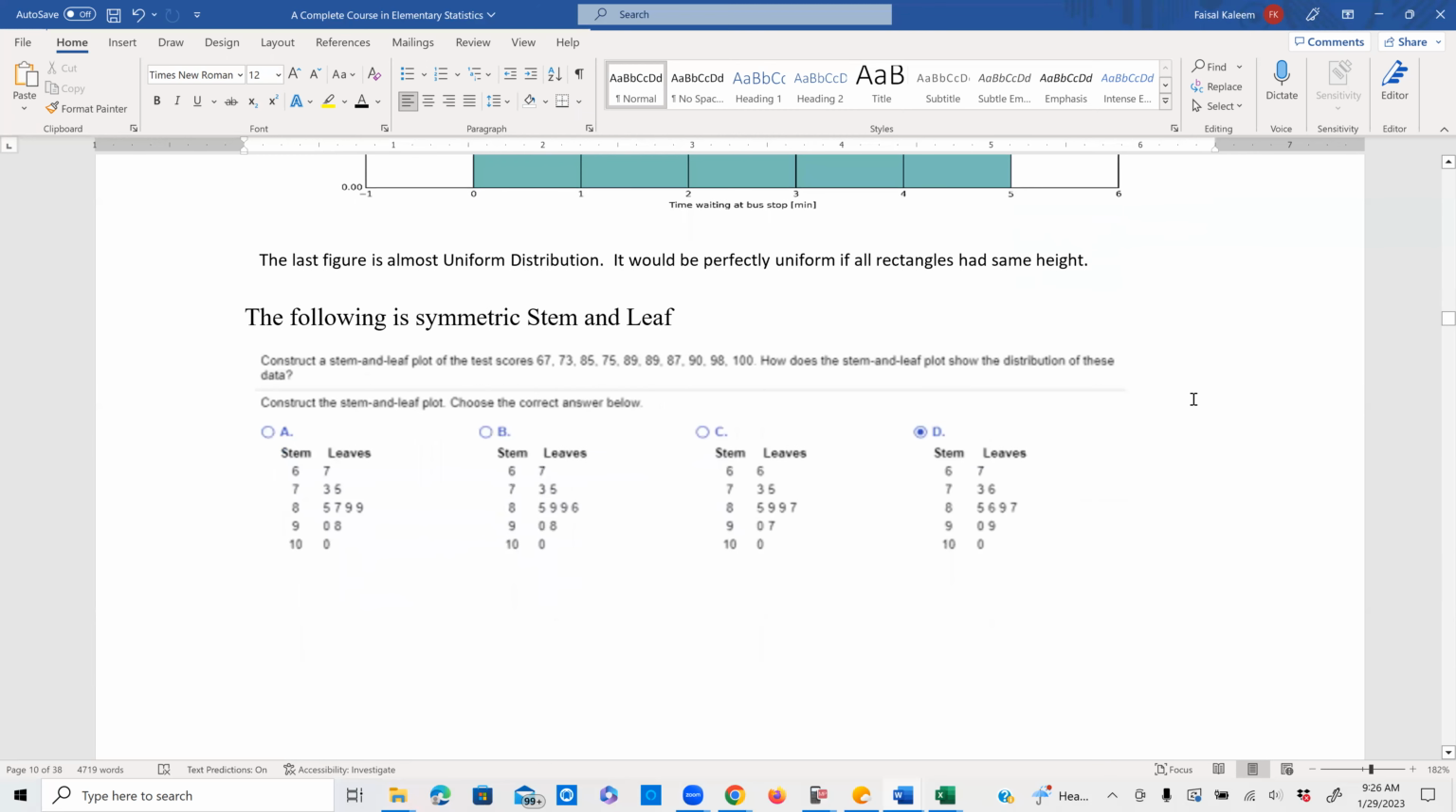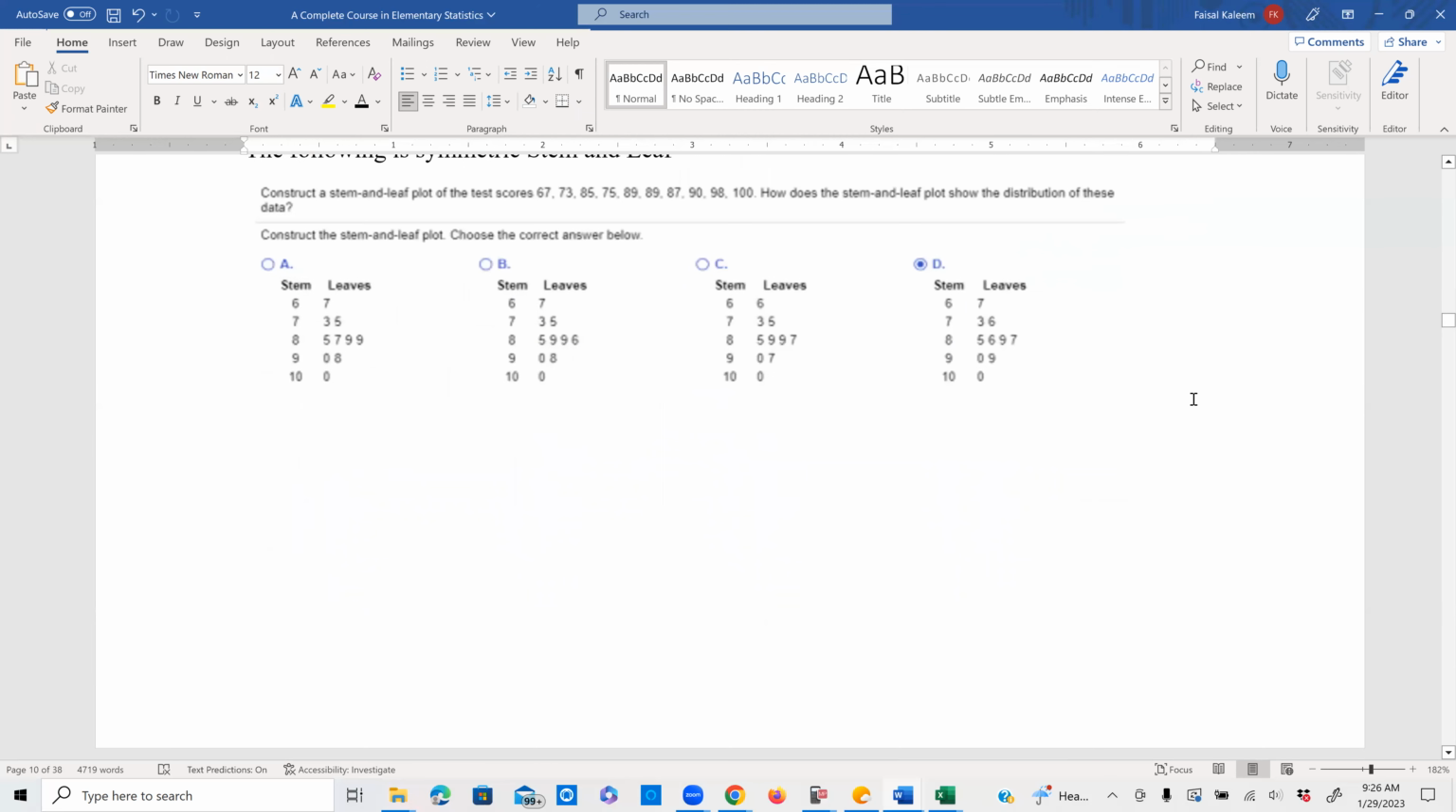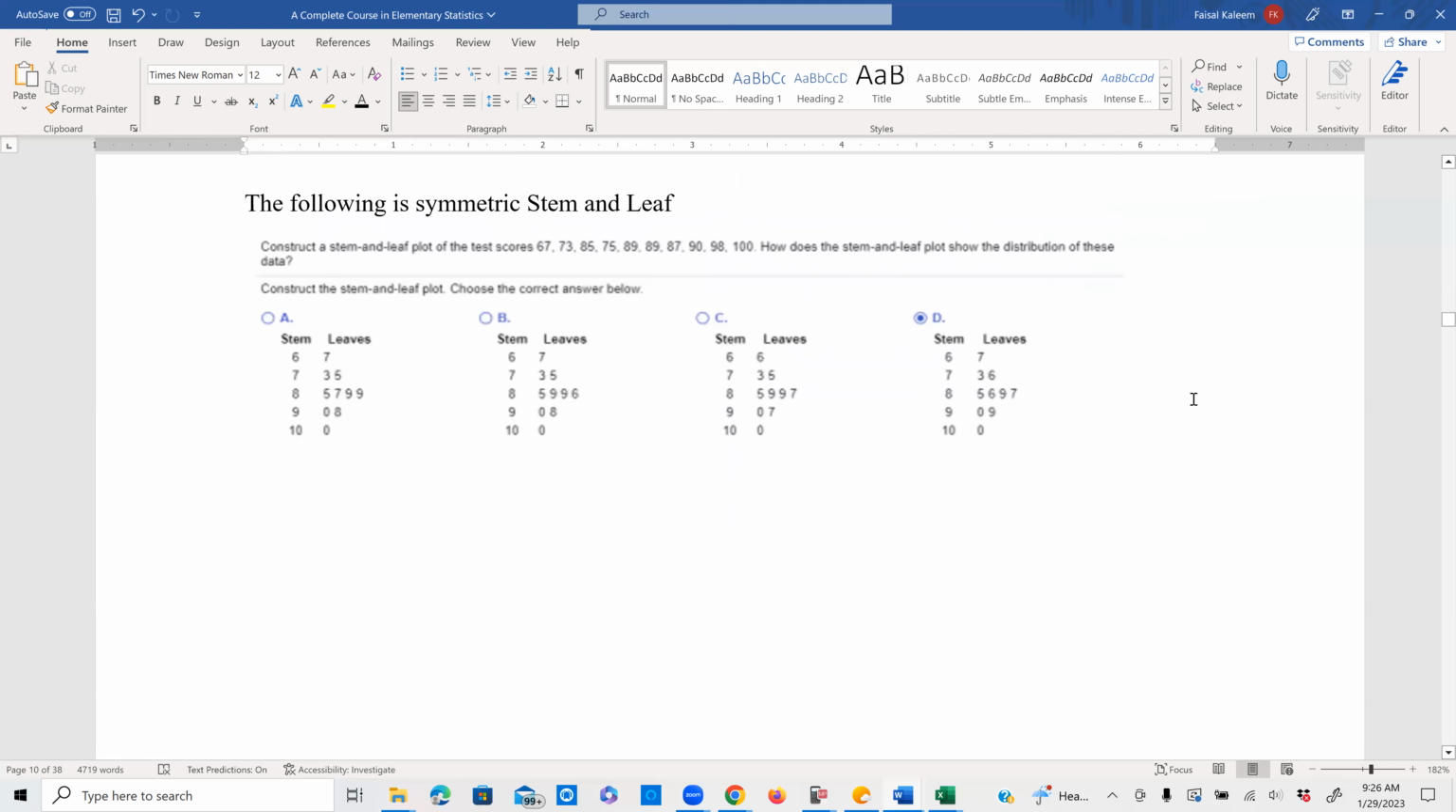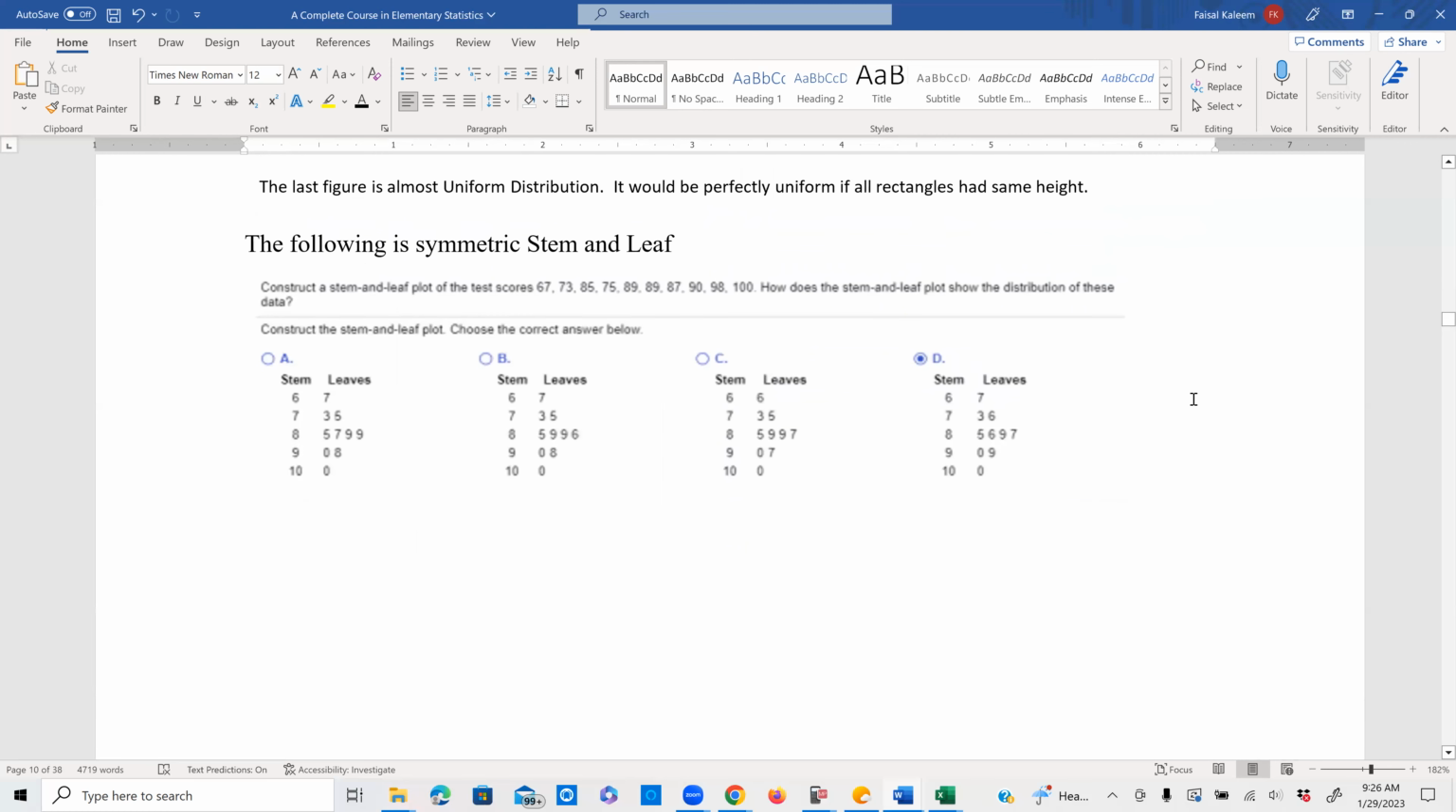And here we can see how to read the shape of a distribution from a stem and leaf plot. For example, these are the values 67 through 100. We can represent them in a stem and leaf plot like this. The first stem is 6, and then we write a 7 here, and the second stem is 7, and with that, we have 73 and 76.